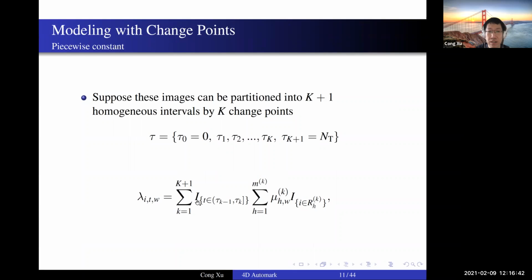First is the segmentation over time, the partition over time, which has k plus 1 time intervals. And for each interval, it has a model like that. The two-dimensional xy coordinate space has been partitioned into m_k regions. Each of them has its own Poisson intensity and the corresponding indicator function. So that's the model. We have some change points, and for the intervals determined by these change points, it has a piecewise constant structure like that.